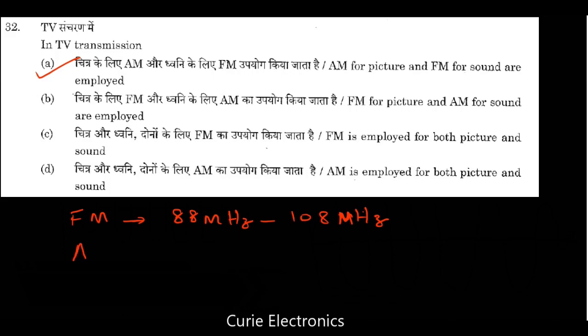What about AM medium wave? The AM medium wave band is around, not 450, 535 kilohertz to around 1700 kilohertz. That's the medium wave band AM frequency.